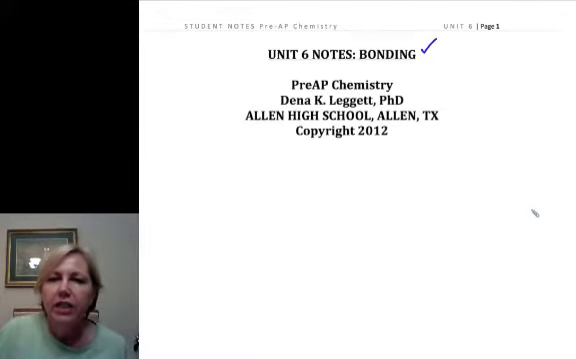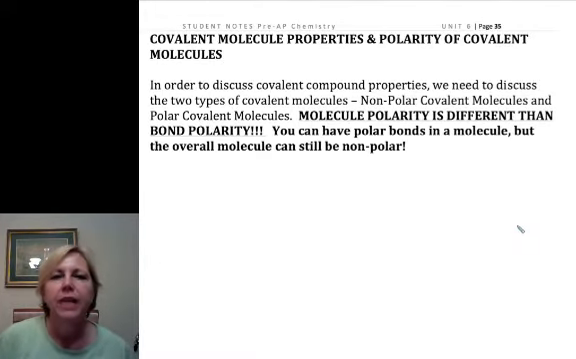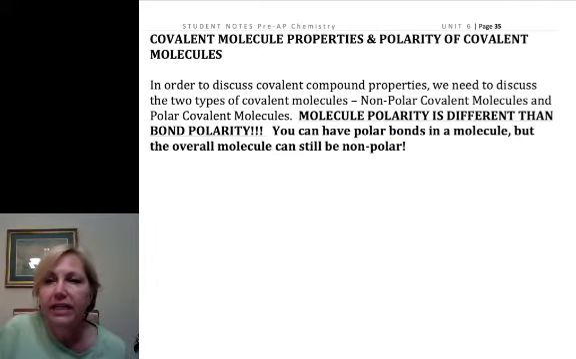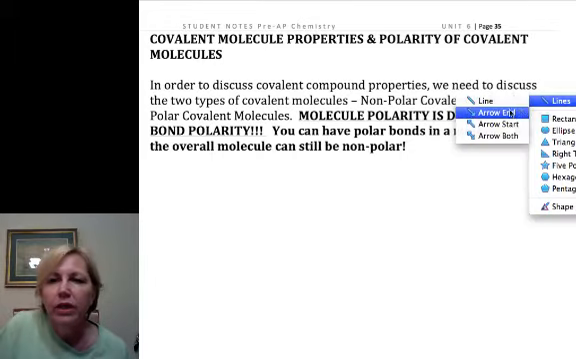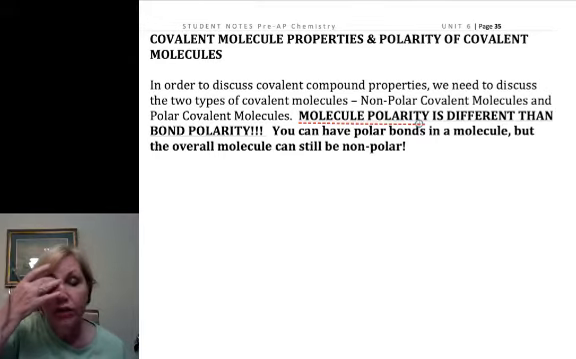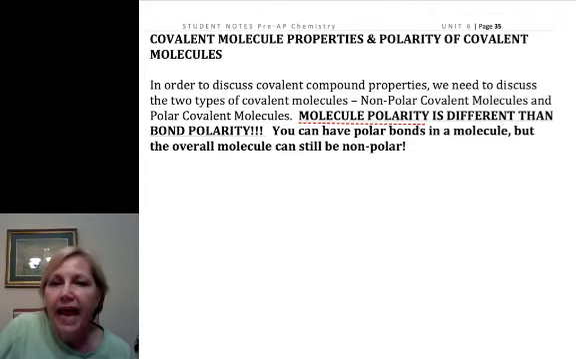We are finishing up our conversation on bonding and properties that go along with that bonding. We've talked a lot about covalent molecules and the structure of covalent molecules, and you did an activity in class in which we looked at the polarity of molecules. And polarity is about a pull on electron density. Now, you can have a polar bond in a molecule, but still have a molecule that is nonpolar.